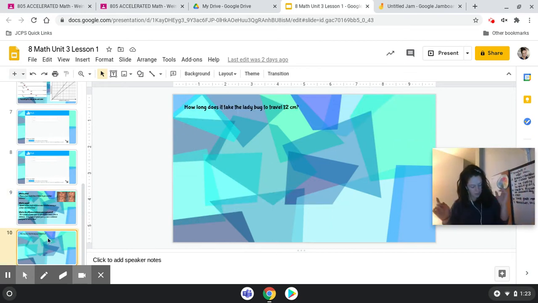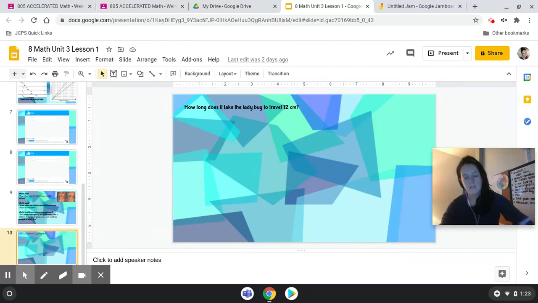If you're in the book, it's on page 210, and we're looking at number 2. So you guys have already kind of done number 1. We're trying to figure out which line represents which bug, whether it's the ladybug or the ant. And then we're looking kind of at travel and speed and pace, right?